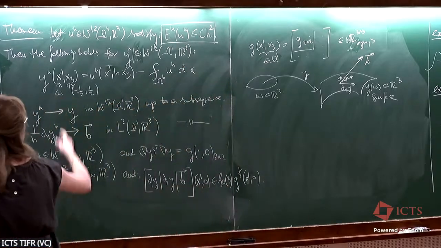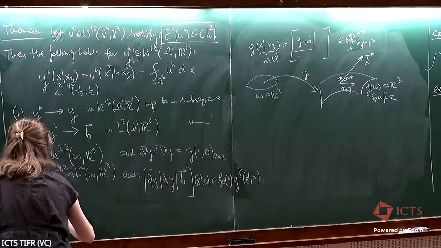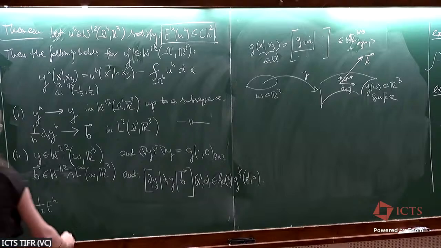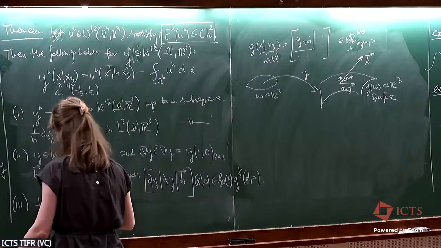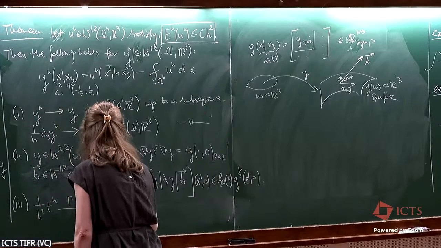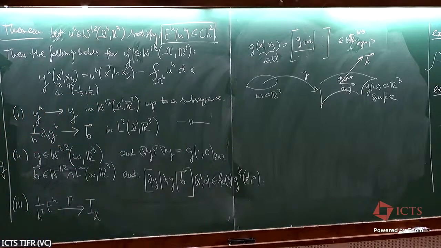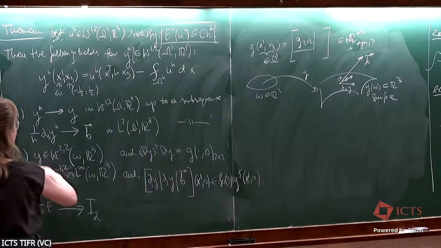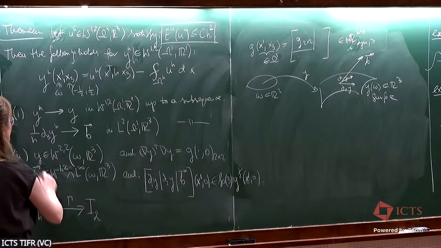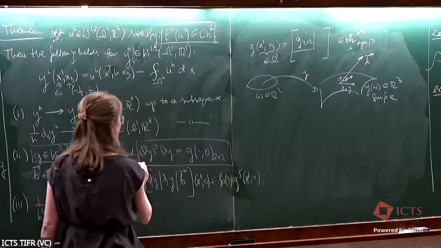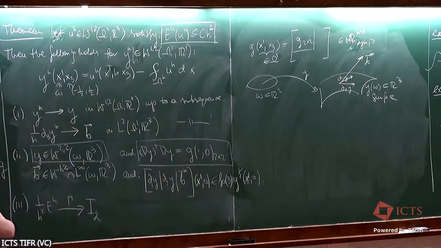1 over h squared E^h, okay, that's a functional, Gamma converges to what I call I2. And the functional I2 is defined on y's like this, okay? On W^{2,2} isometric immersions of the tangential component of the metric restricted to the midplate.